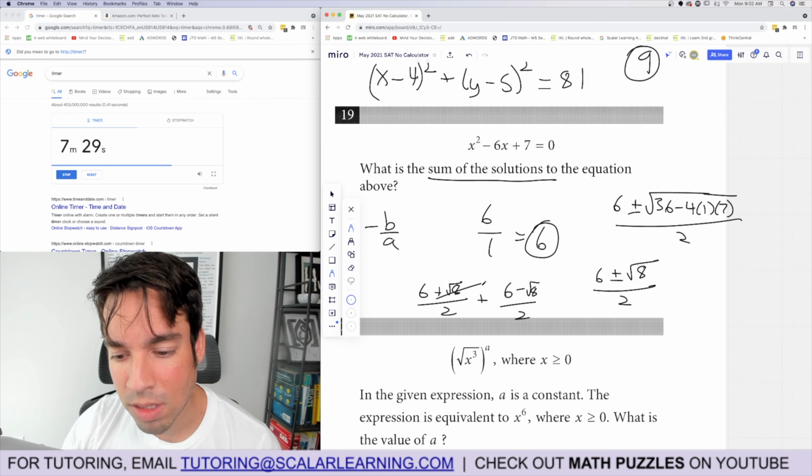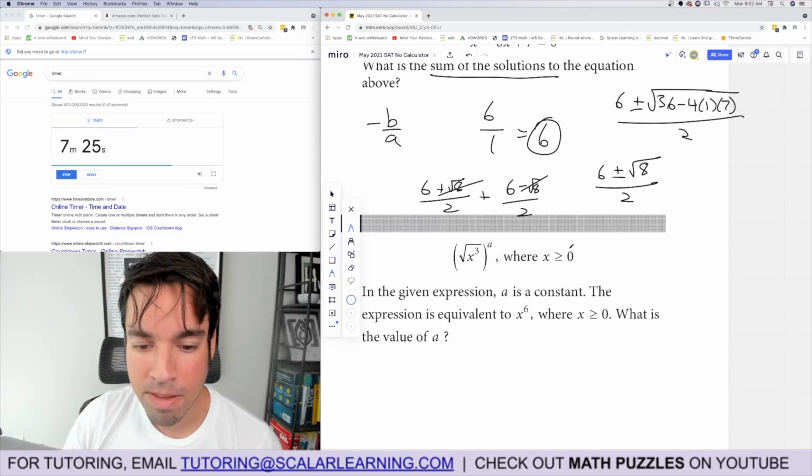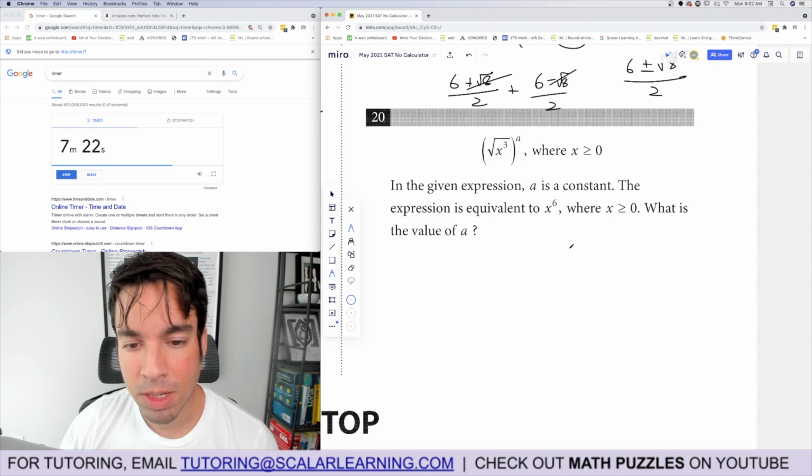Notice that these two are opposites. They cancel out. What do I get? I get 12 over 2, which is 6. Okay. Last one, number 20. We got 7.5 minutes to spare, so it's great.